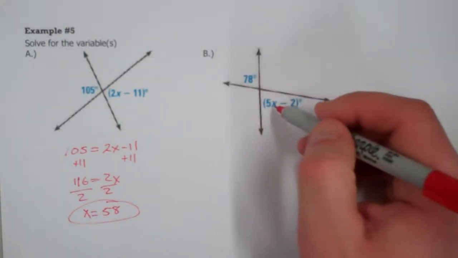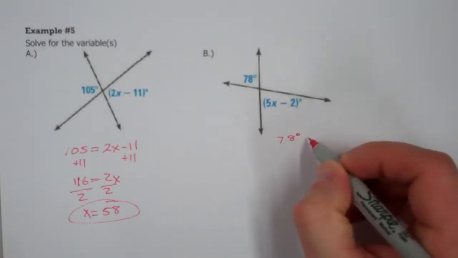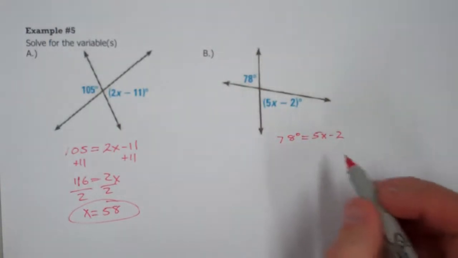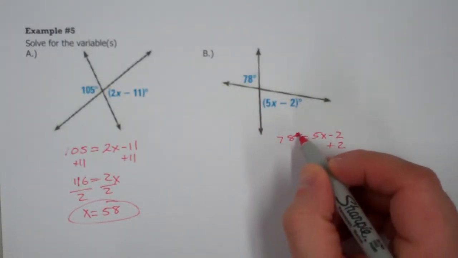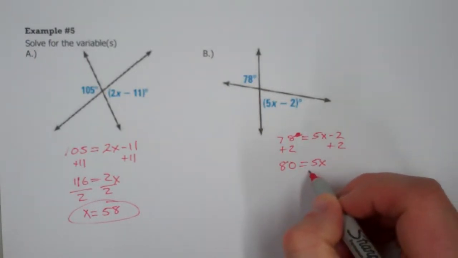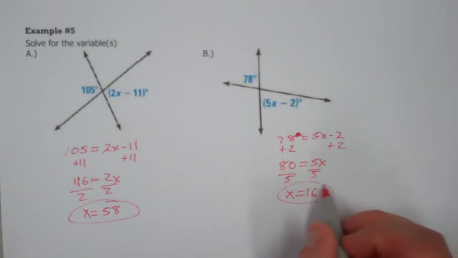The part B here, we have two vertical angles, so we know that their measures are the same, they're congruent. So we'll set 78 equal to 5x minus 2. Oops, don't need that little degree symbol. We'll add 2, we've got 80 is equal to 5x. And dividing by 5, we get x to be 16.